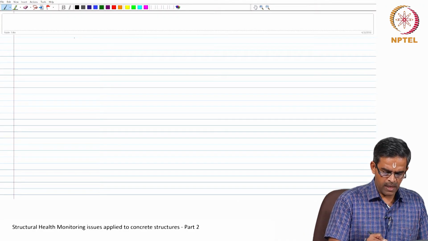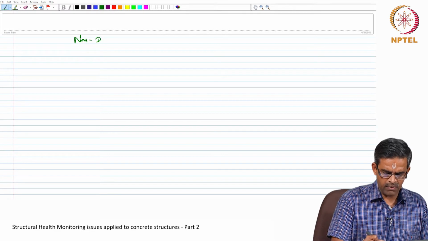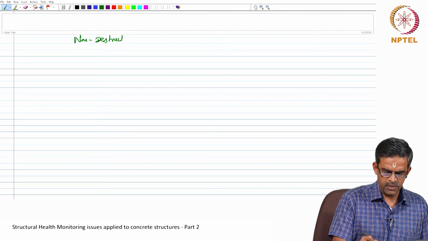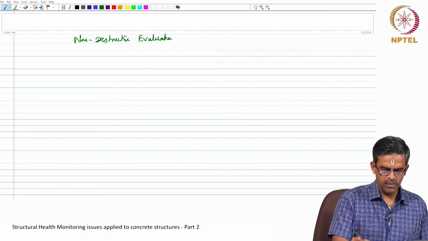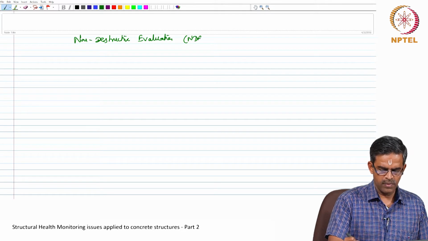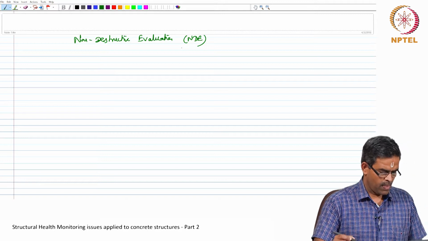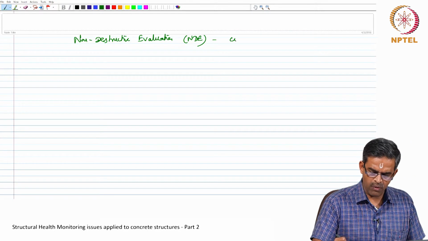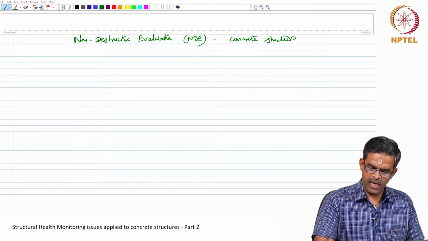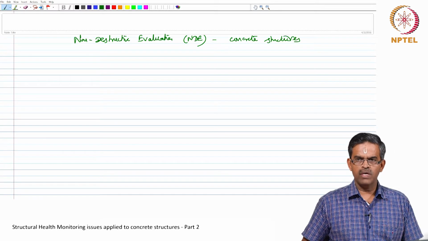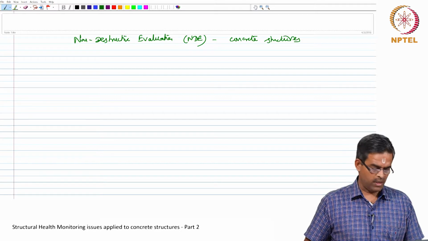Interestingly, there are many non-destructive evaluation methods which are exclusive for concrete structures, which can reasonably give a good health condition of the concrete structures.